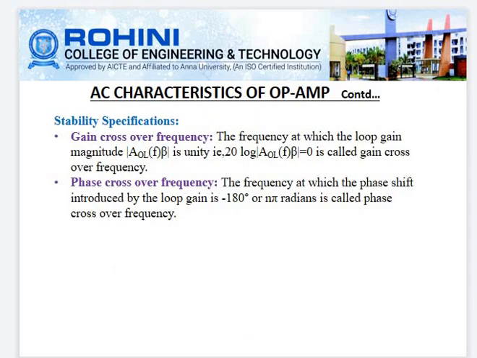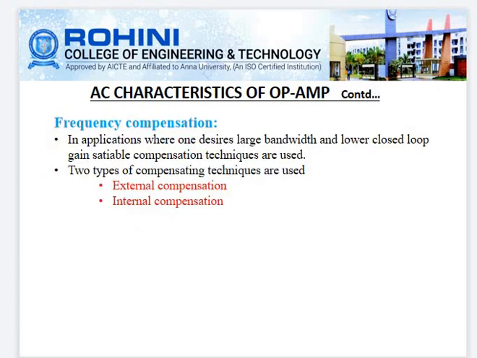Stability specification. Gain crossover frequency: the frequency at which the loop gain magnitude, that is open loop gain into beta, is unity, that is 20 log of OL of f beta is 0, is called the gain crossover frequency. The frequency at which the phase shift introduced by the loop gain is minus 180 degree or n pi radian is called phase crossover frequency.